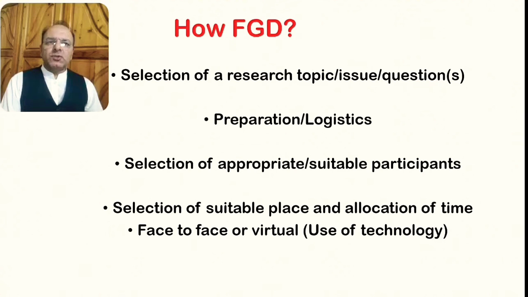Then selection of appropriate, suitable participants is also very important. In many cases, it can happen that the participants that have been selected might not be very suitable in terms of the information that is needed for exploring this particular topic. So the selection of the appropriate, suitable participants is also an important consideration in terms of the how question to the FGD. And then the selection of a suitable place and allocation of time is also something that should come in the planning of the focus group discussion. The suitability of time and place both for the researcher and for the research participants is quite important, and this needs very detailed consideration.